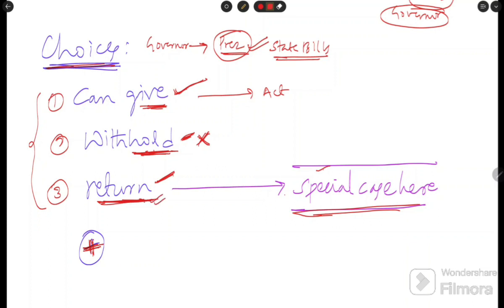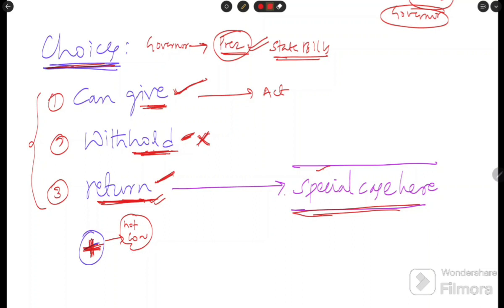Before this we need to see the plus. What does that plus mean? Along with these choices, the president also has one more choice, which is not mentioned in the constitution, but the president can exercise. Why is this so? We already discussed it in the last class.